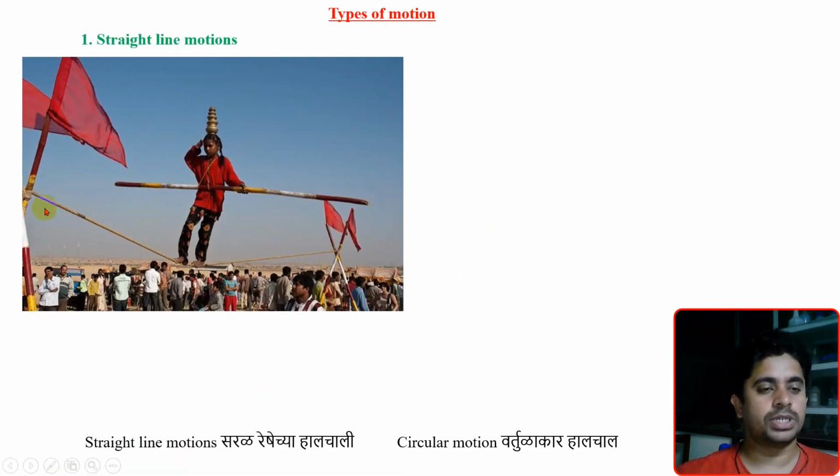As you can see in the picture, this girl is walking on a rope, and while walking she is taking help of this stick to balance her weight. If she doesn't follow the straight line path, she will fall down. Like this, in real life there are many objects which are supposed to travel in a straight line. If they deviate from their path, that is not allowed.